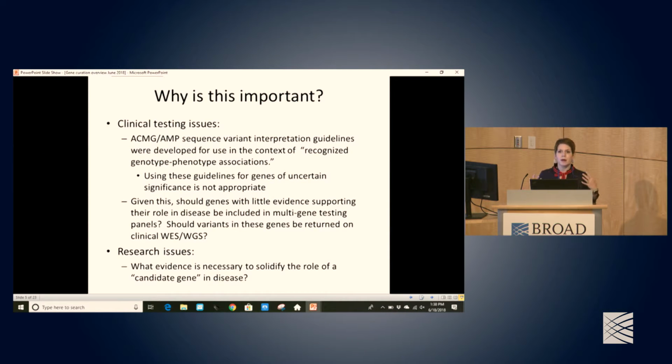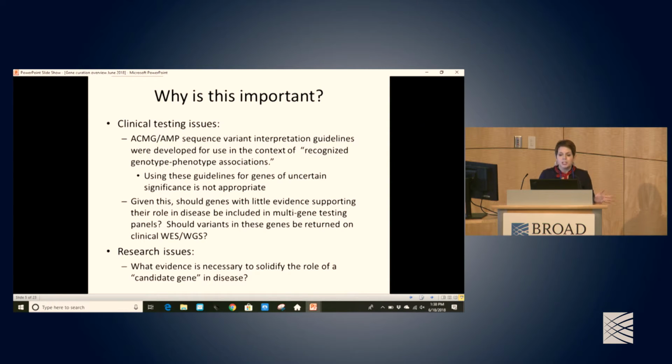Well, if you're thinking about this in the clinical context, the ACMG AMP sequence variant interpretation guidelines were developed for use in the context of recognized genotype-phenotype associations. And if you think about the pieces of evidence that are in that framework, a lot of them require you to know something about the gene itself, know something about the mechanism of disease, et cetera. And if you can't answer those questions, if you don't know that information, how can you really interpret any variants in those genes?